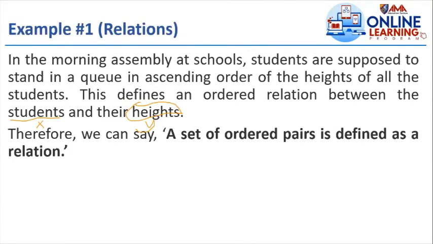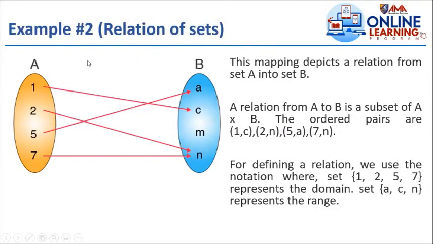Okay, I'll clear my drawings. So example number 2. Earlier, we had the students and their heights. Now let's have this example. This mapping depicts a relation from set A into set B, since we have these connections from the elements in set A to the elements of set B. A relation from A to B is a subset of A cross B. So the ordered pairs that we can have here, just look at the connections, are 1C, 2N, 5A, and 7N.